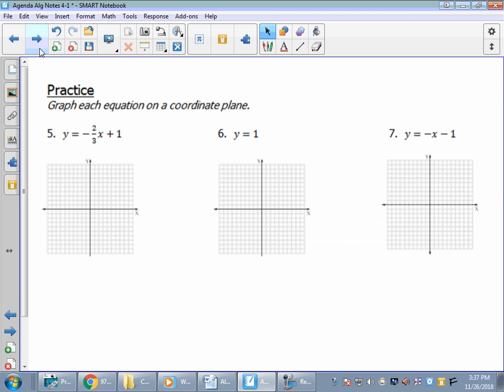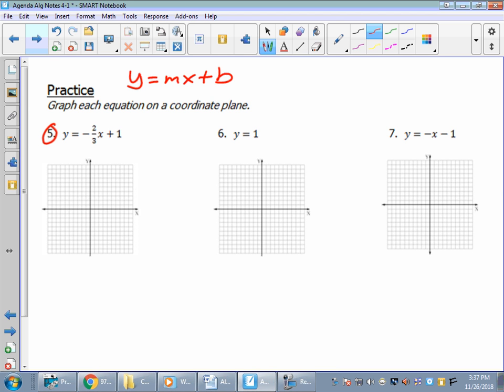So first, we're going to graph each equation on a coordinate plane. Let's start with 5 and 6, and we can do number 7 at a different time, or if you feel good about it, we'll see how we're at. We've got a situation here where we're already in y = mx + b form. That's what we want to be in. In this case, we're already there. y = -2/3 x + 1.